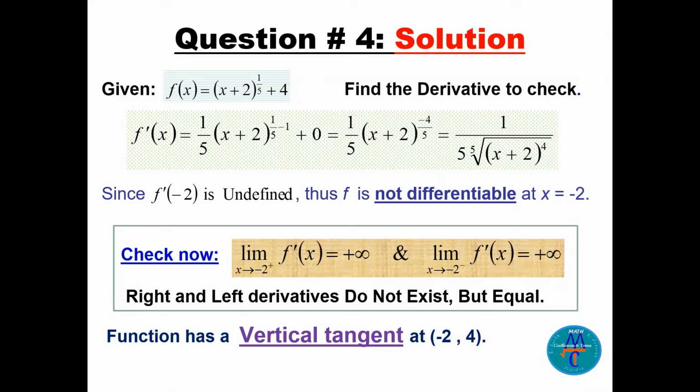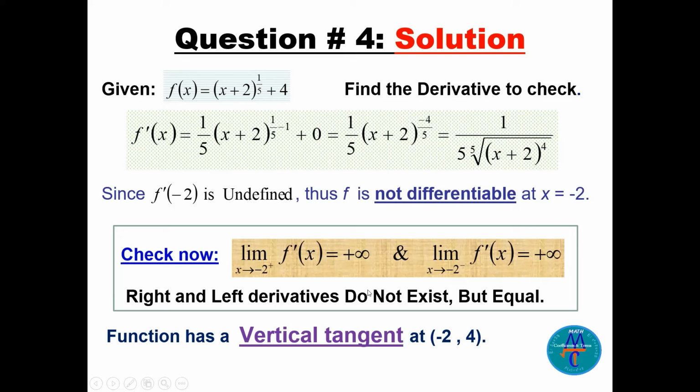Now, if we look at the solution of question number 4, we start by finding the derivative. 1 over 5, x plus 2 to the power 1 over 5 minus 1. Derivative of 4 is 0. So when you simplify the derivative here, it will be 1 over 5 times the fifth root of x plus 2 to the power 4 in the denominator. So clearly we see if we replace minus 2 here in the derivative, it will be undefined, something over 0. So f prime at minus 2 is undefined, so f is not differentiable at minus 2.